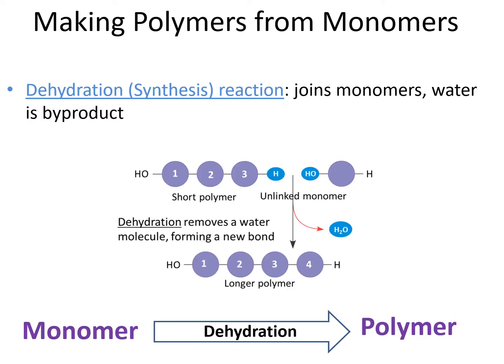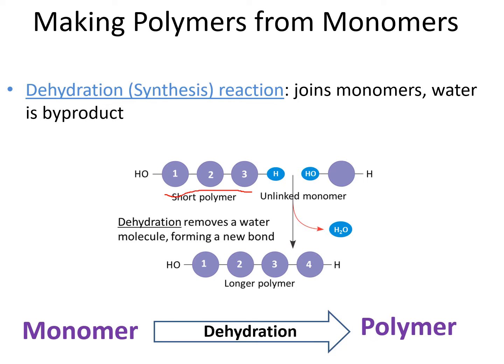Okay, and so anytime we want to make a polymer, so chains, big clunky molecules out of individual subunits, we need to complete a dehydration, also called a synthesis reaction, right? So we are literally dehydrating, we are pulling water out, and we are also literally synthesizing a larger molecule. Okay, so what we can see here is an existing polymer, right?